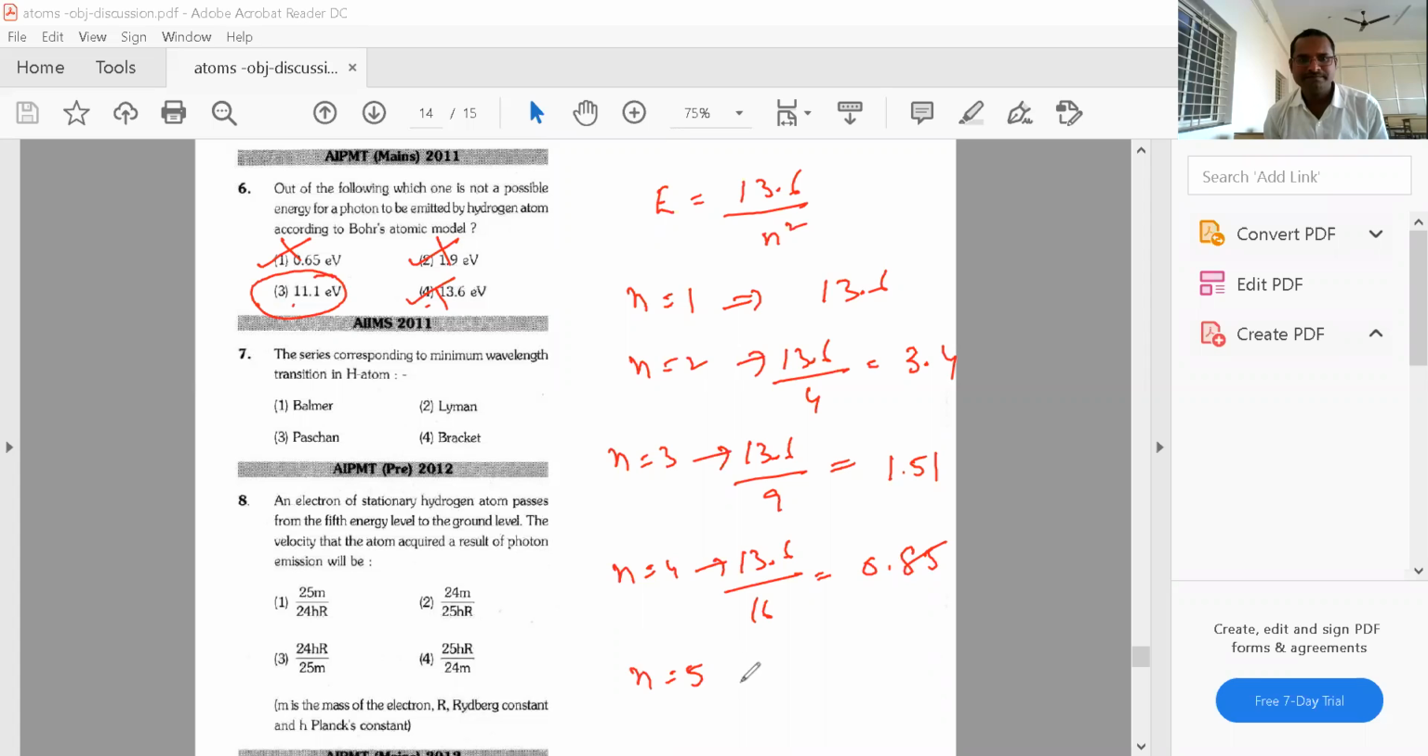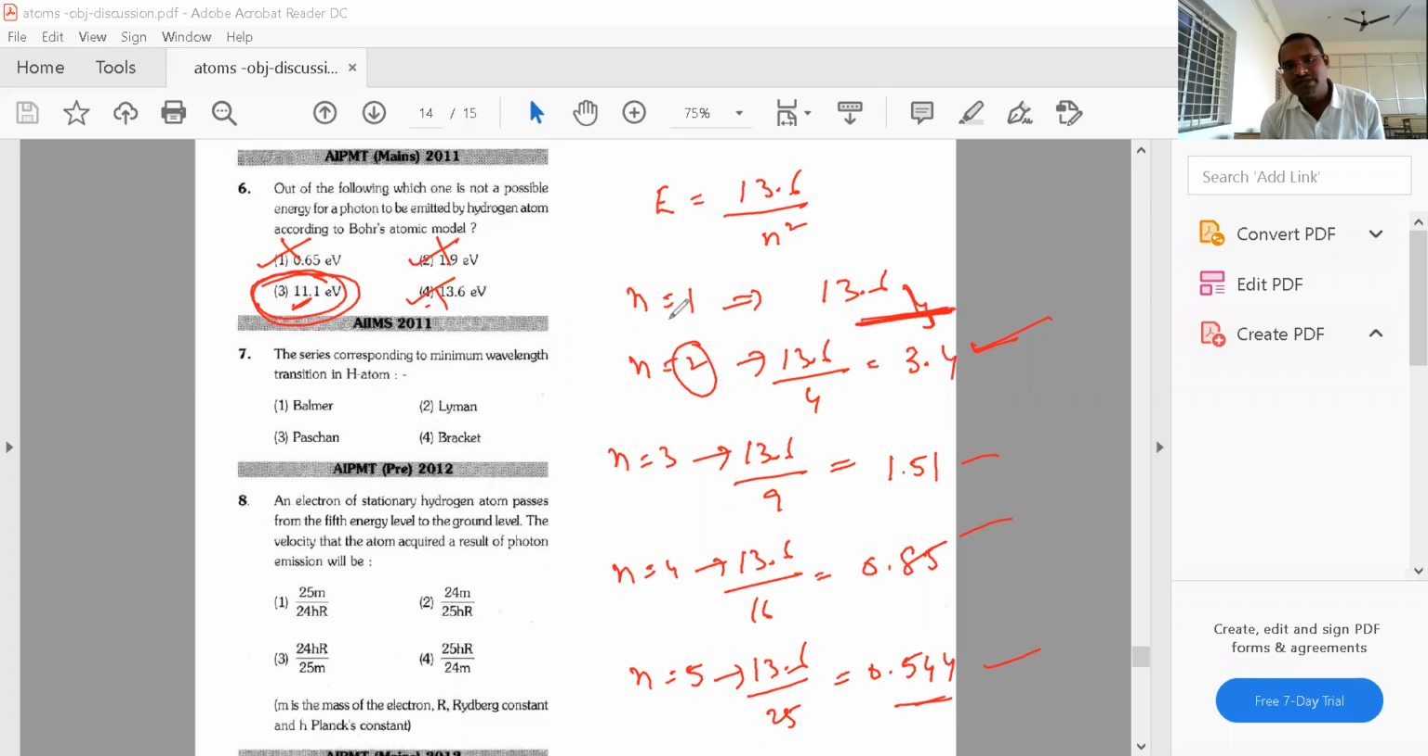Next, n is equal to 5, you will get 13.6 divided by 25, that is 0.544. So among all these, where is that 11.1? Is 11.1 possible? If you divide with 2 only, you are going to take 3.4. You are not going to reach the 11.1 energy level. All the remaining values are lower than this 3.4 only. But this given odd number is there, that is 11.1. You should get it between these two only.